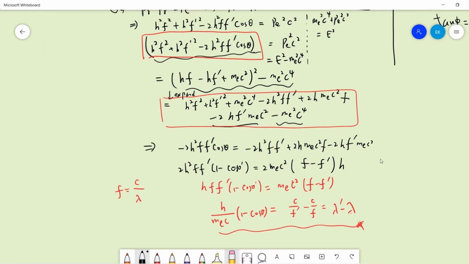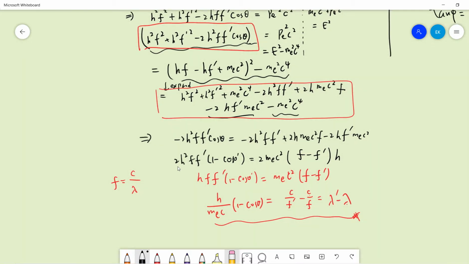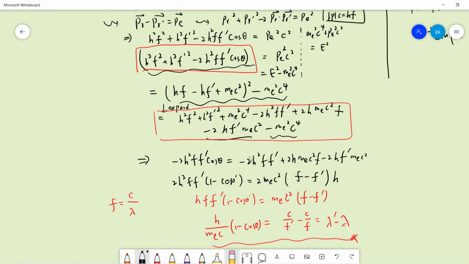You need to do it carefully, but you can follow my steps. You get 2 h squared f f prime (1 minus cosine theta) and 2 m_e c squared (f minus f prime) h. You cancel h, and delete 2. And then you get c divided by f prime minus c divided by f equals h divided by m_e c times (1 minus cosine theta). The wavelength times the frequency is the speed of light, so this will be lambda prime minus lambda equals h divided by m_e c times (1 minus cosine theta). So all the proof details are given here, and you just do it step by step. The most difficult thing is that there are a lot of terms, and you just cancel them one by one.